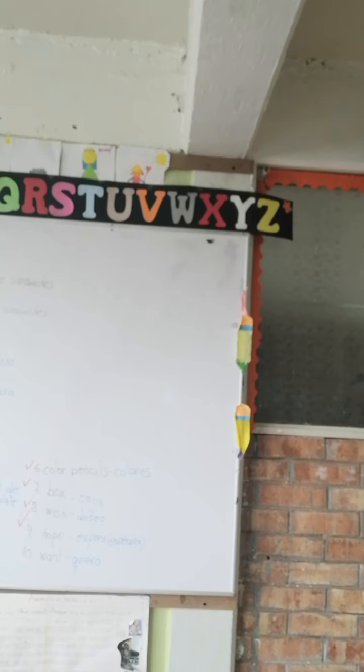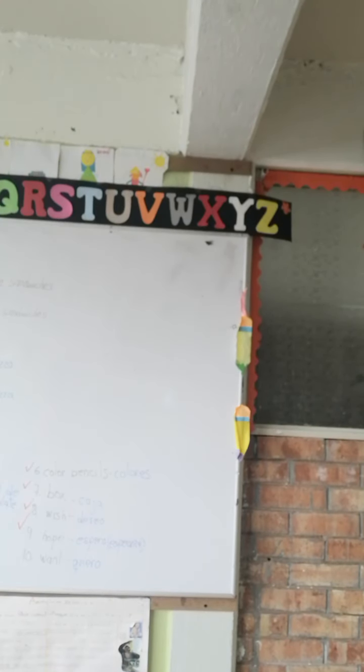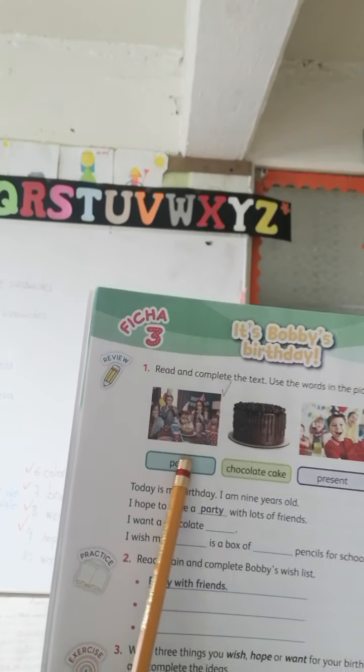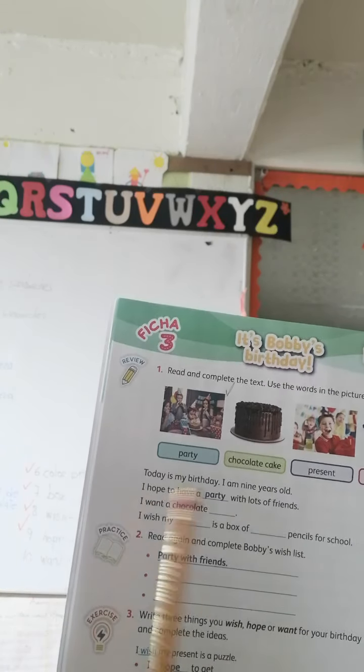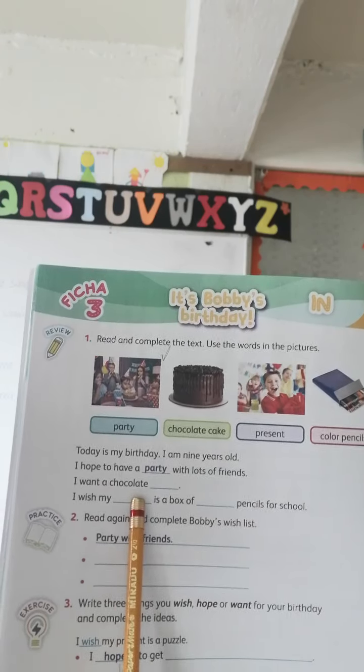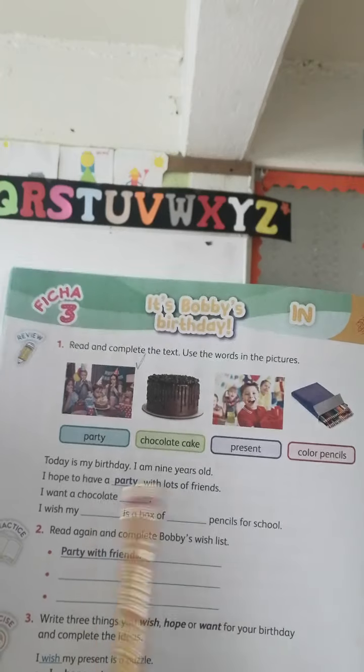Well, party is here, but I'm going to write a check mark. This is a check mark. Okay, in party. Okay, here, next one is, it says, I want a chocolate. What do you think? A chocolate what?